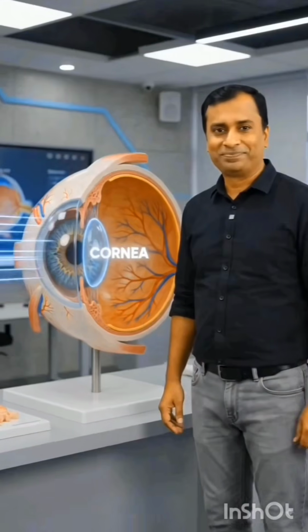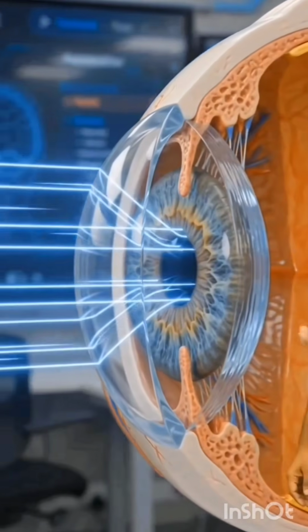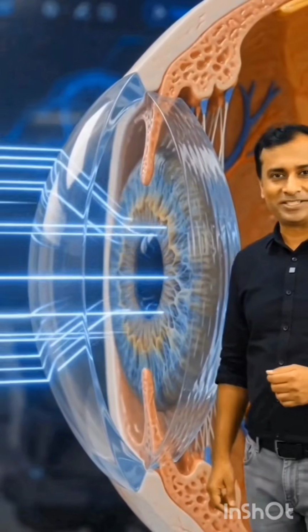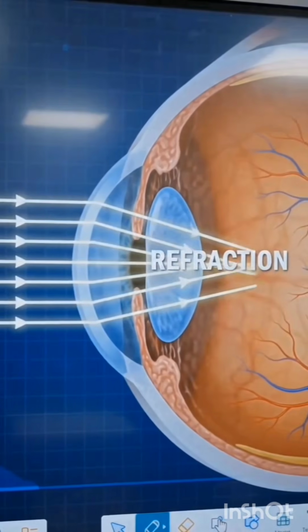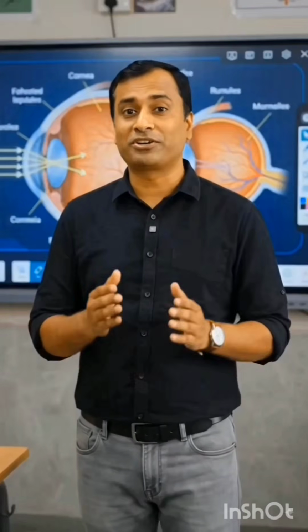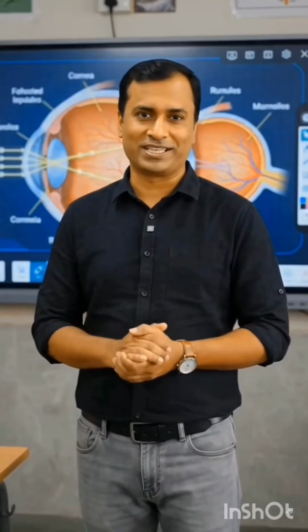Let's begin with the cornea. It is the transparent, curved front part of the eye. It protects the eye and allows light to enter. The cornea performs most of the bending of light, a process called refraction. This helps direct light toward the crystalline lens for accurate focusing.